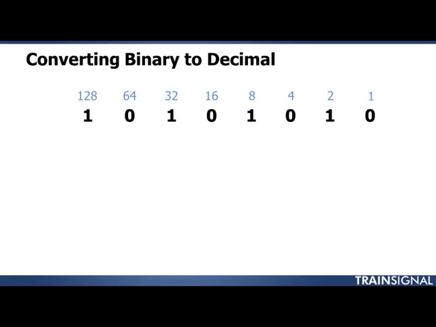0 times anything is 0, so we can just ignore the zeros. The only thing we need to pay attention to is where the 1s are. And because 1 times anything is itself, we just need to add up the column values where there's a 1. So we simply take 128 plus 32 plus 8 plus 2 and add them up.